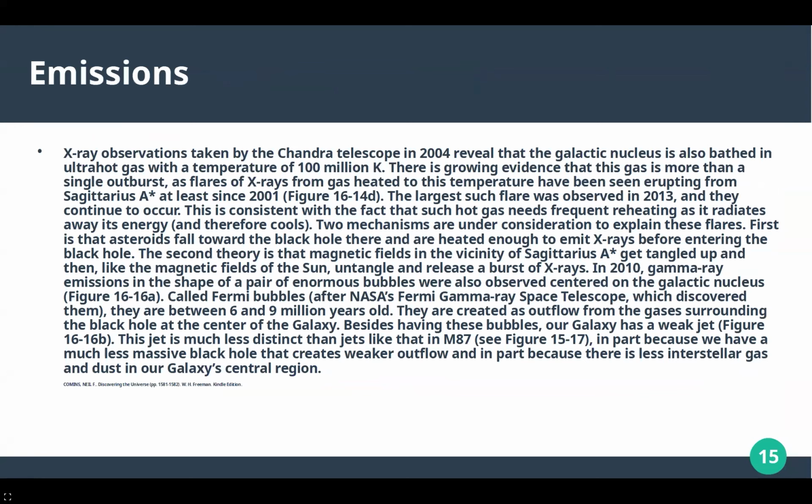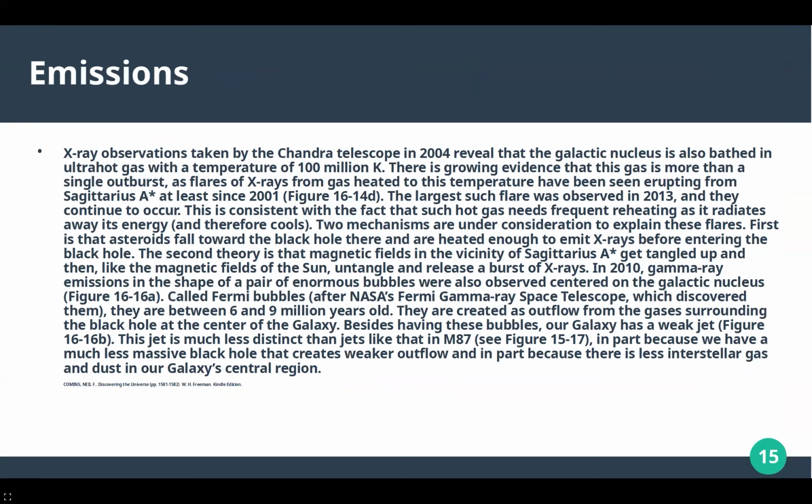In 2010, gamma-ray emissions in the shape of a pair of enormous bubbles were also observed, centered on the galactic nucleus, called Fermi bubbles, after NASA's Fermi Gamma Ray Space Telescope. They are between 6 and 9 billion years old. They are created as outflow from the gases surrounding the black hole at the center of the galaxy.